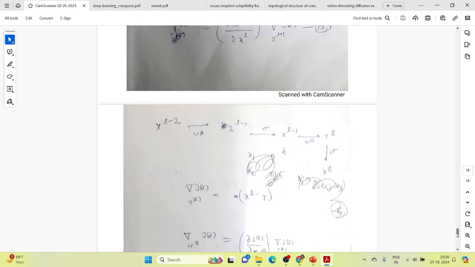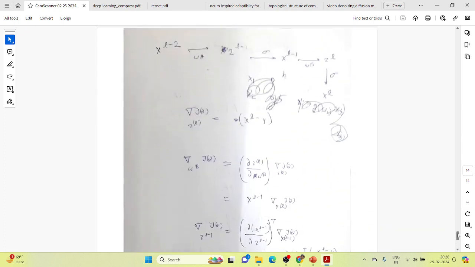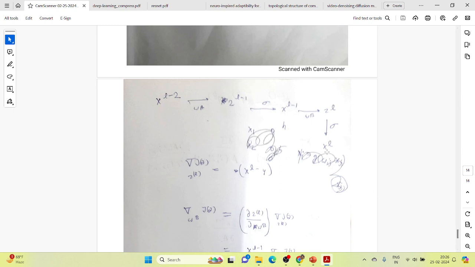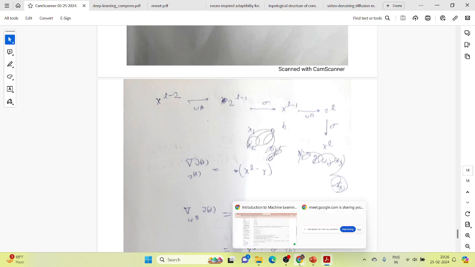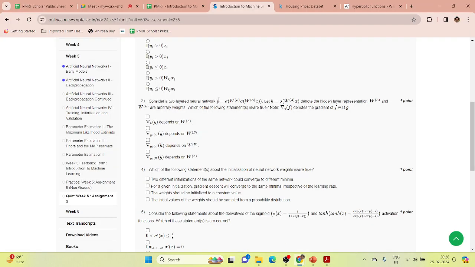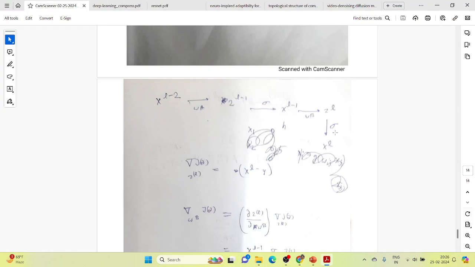It's not very good quality. So what I've done is that XL is the last output, so XL is the prediction of y. And sigma is the non-linearity. ZL is the last linear combination. From the second last layer to the last layer, I'm moving with WB weights. Like this is the chart of the forward propagation.